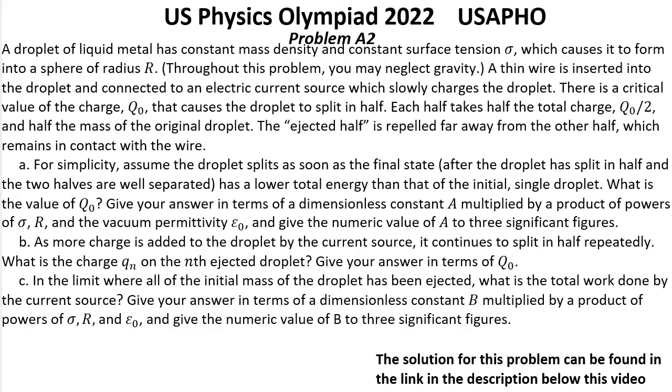What is the charge Qn of the nth ejected droplet? Give your answer in terms of Q0. Question C. In the limit where all of the initial mass of the droplet has been ejected, what is the total work done by the current source? Give your answer in terms of a dimensionless constant B multiplied by a product of powers of sigma, r, and epsilon 0, and give the numeric value of B to 3 significant figures.